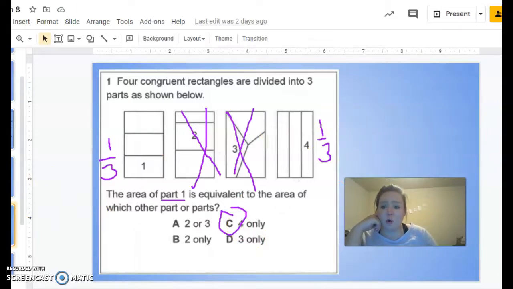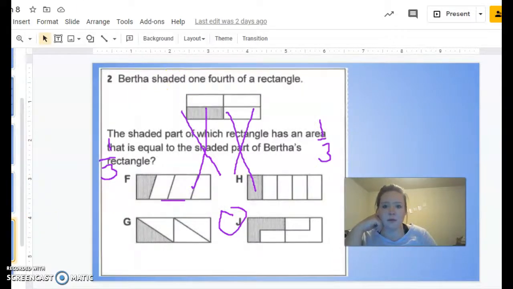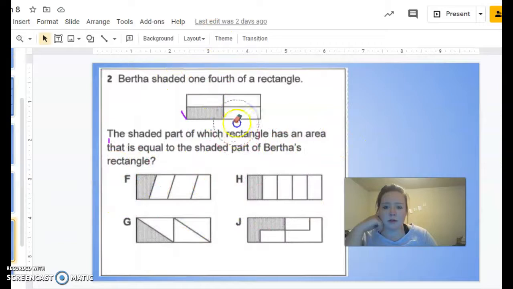Let's do one more. Bertha shaded 1/4 of a rectangle. The shaded part of which rectangle has an area that is equal to the shaded part of Bertha's rectangle? Well, first of all, let's make sure that the rectangles are going to be the same size, okay? Those are all going to be the same size. That's the first step. You need to make sure that it's the same shape and they're equivalent shapes, okay? That is a true statement.